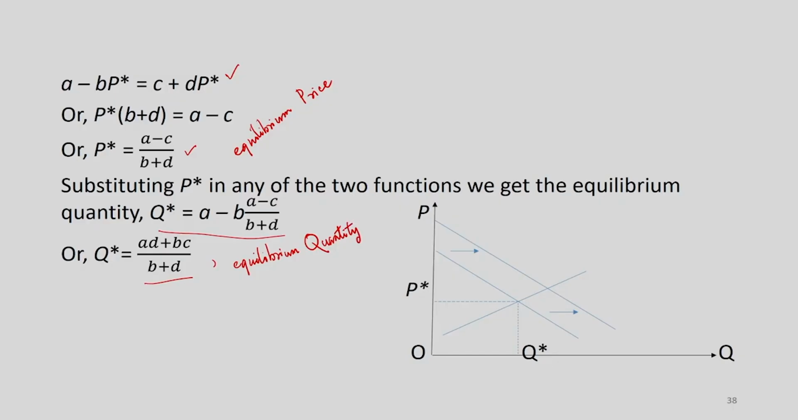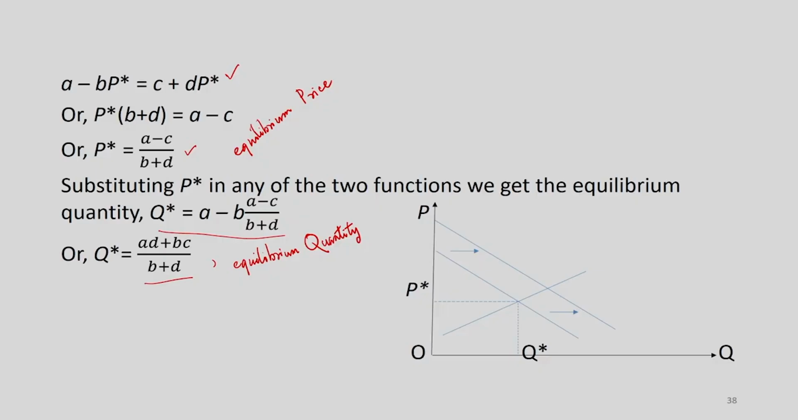Okay. Q star is AD plus BC divided by B plus D. If I had used the supply function rather than the demand function to find the equilibrium quantity, I would have got the same sort of expression for Q star. And here was the mathematical solution, P star and Q star, and here you have the geometrical representation of the same thing.